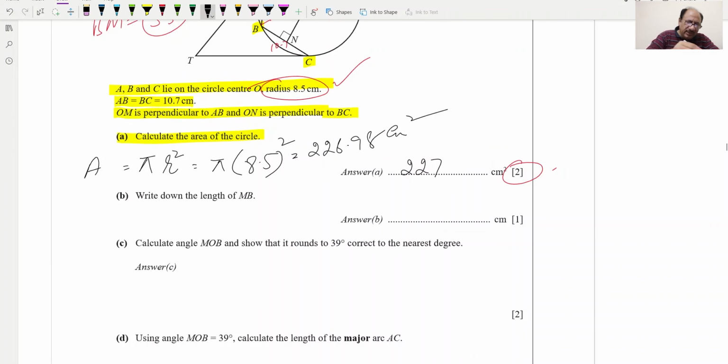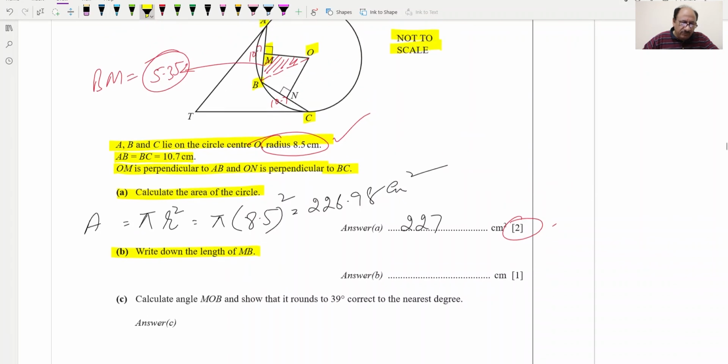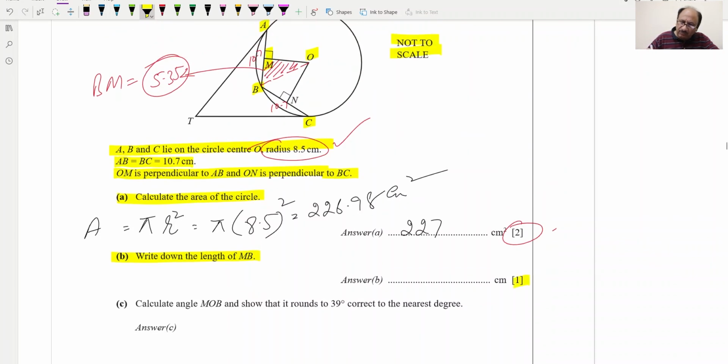Now write down the length of MB. The length of MB is required. MB we have already calculated. This is a 1 mark question. We have already calculated over here, so we can show this will be 10.7 divided by 2 is equal to 5.35. So our answer to this we have already done, which is 5.35.